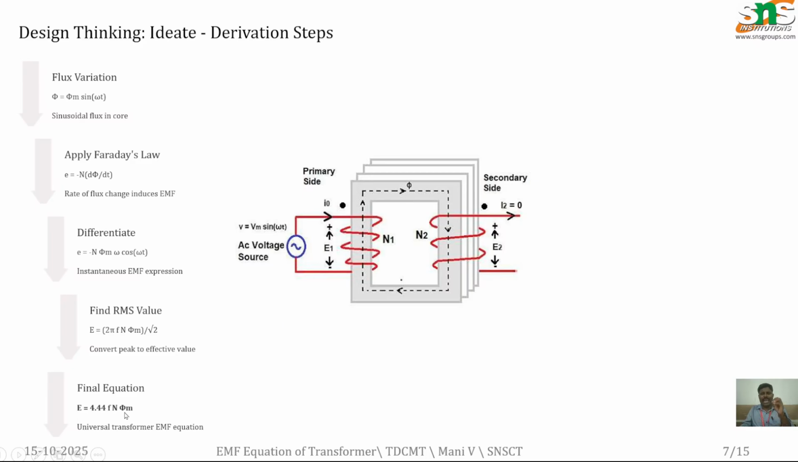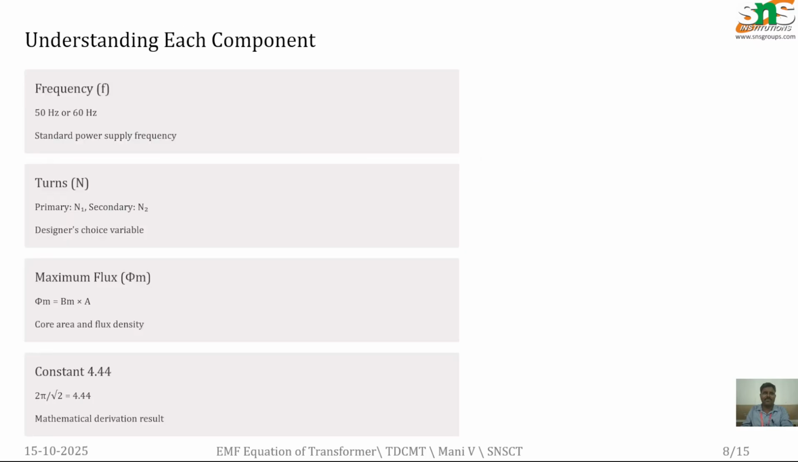If you want to calculate the induced EMF in the primary winding, you can multiply the number of turns in the primary. If you want to calculate the output in the secondary winding, you can multiply the number of turns in the secondary winding. So from this we are able to derive the EMF equation. From this equation, F is nothing but the fundamental frequency. In India, we always maintain a 50 Hz frequency. In the USA, they maintain a 60 Hz frequency.